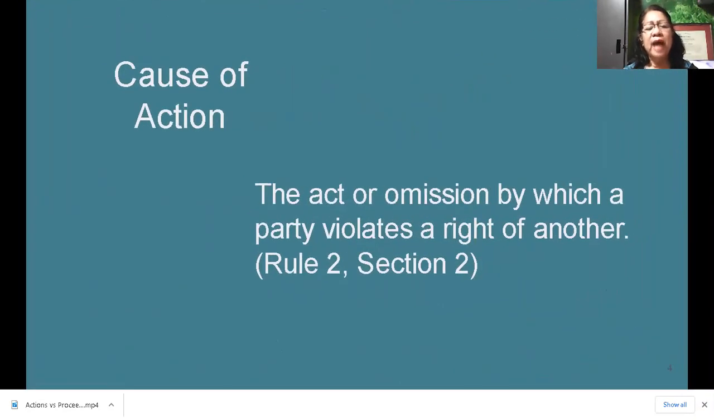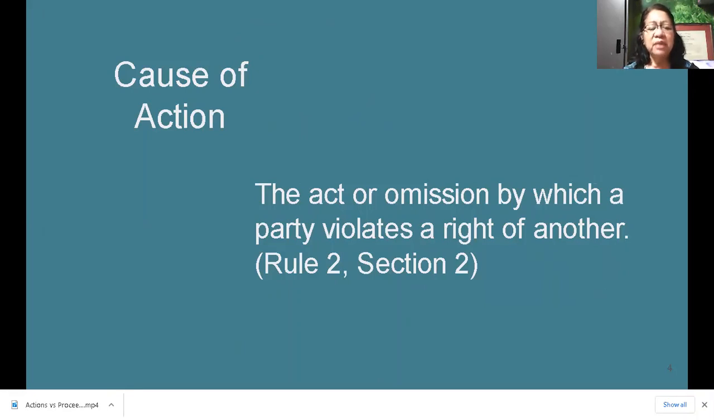In thinking of the word action, you have to understand this in the light of the phrase cause of action. Cause of action is the reason for bringing the action before the court. Since it is the plaintiff who files the case, he is the one who must have a cause of action, a reason for filing the case. Rule 2, Section 2 of the Rules of Court says, a cause of action is the act or omission by which a party violates a right of another.